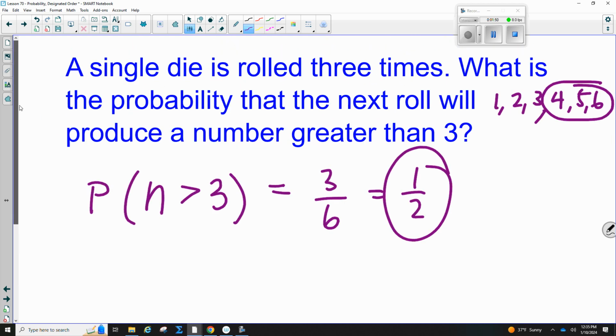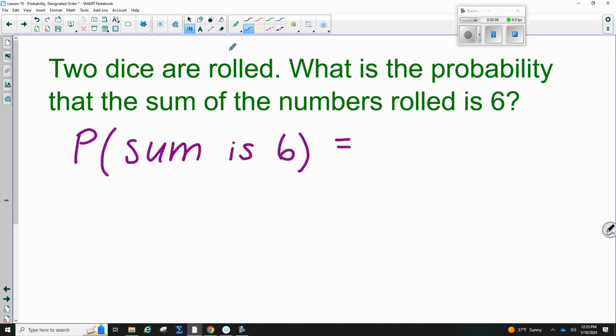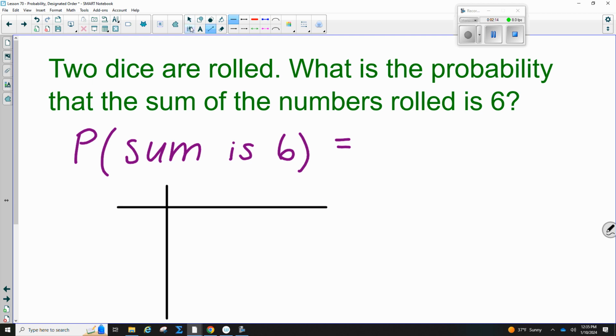Be sure you practice writing these probability statements, okay? 2 dice are rolled. What is the probability the sum of the numbers rolled is a 6? Okay, probability sum is 6. Whenever you do the 2 dice thing, we did this over and over again in pre-algebra. So you have to draw a little chart, right? You're rolling 2 dice. For one of the dice, you will get either a 1, 2, 3, 4, 5, or 6. And for the other dice, you will either get a 1, 2, 3, 4, 5, or 6. Sum of 2 dice, right?